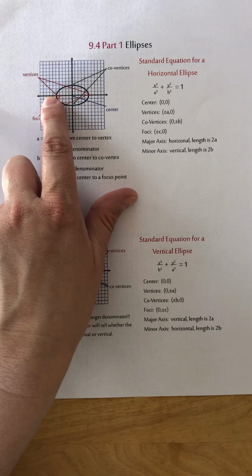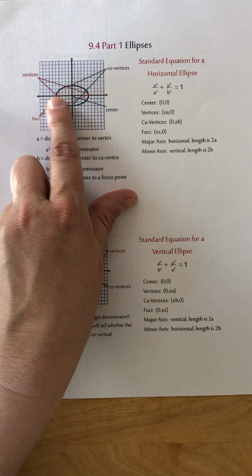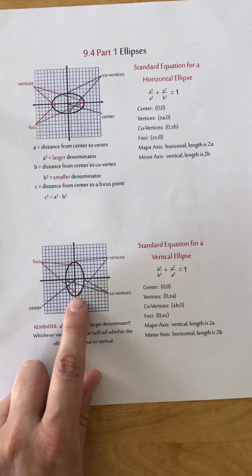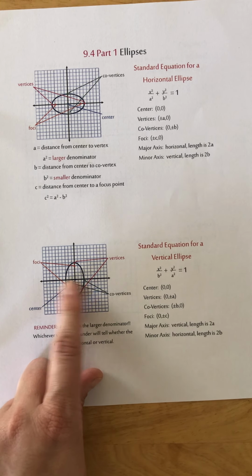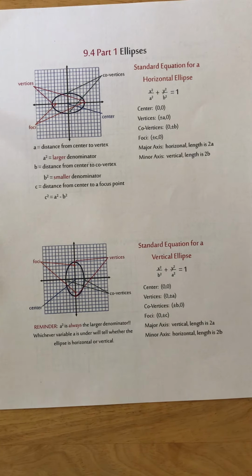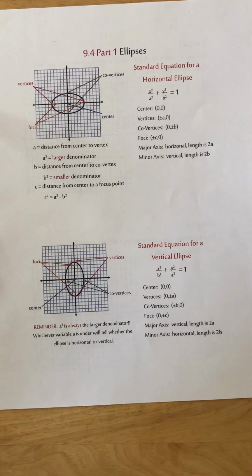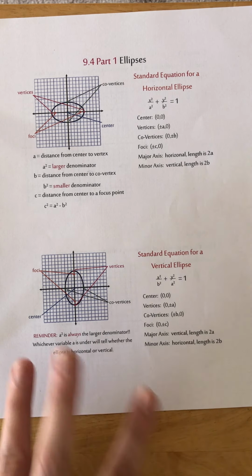So here, your major axis would be horizontal because it's longer than going up and down. But for this one, your major axis would be vertical because it's longer than going left to right. Whichever one is the longest is your major axis, whichever one is the shortest is your minor axis. I know that's a lot of information, but once we get going on these, it's going to make a lot more sense and seem much easier than what this page portrays it to be.